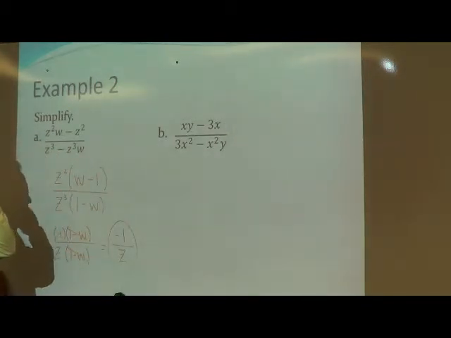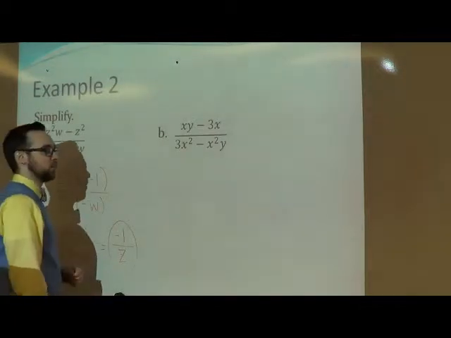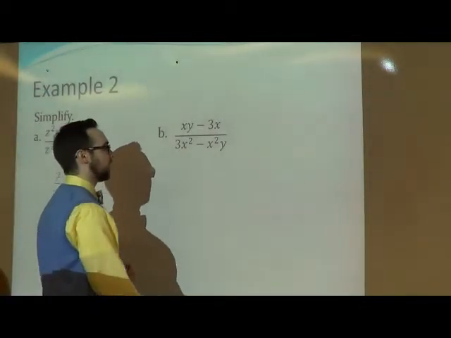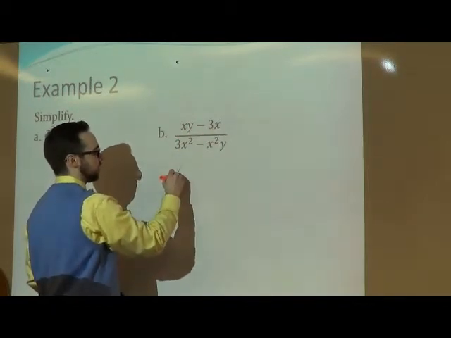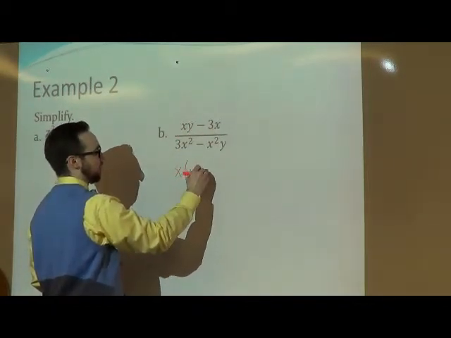Let's take a look at the next one. xy minus 3x all over 3x squared minus x squared y. Well, what does this have in common? Between xy and 3x, there's an x in both of them. So we're left with y minus 3.